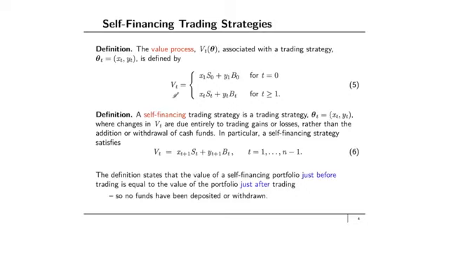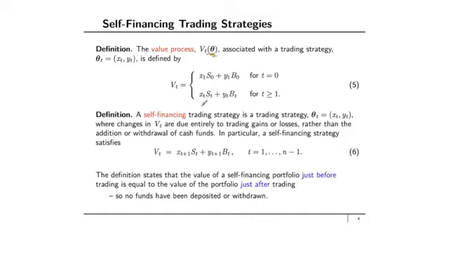Now I want to discuss the concept of self-financing, and in particular self-financing trading strategies. Before we do that, we just need to define what we mean by the value process V_t of theta that is associated with the trading strategy theta_t equals (x_t, y_t). We define V_t to be equal to x_t S_t plus y_t B_t for t greater than or equal to 1. And of course this is just the value of the portfolio at time t. x_t is the number of units of the stock that we hold, so x_t S_t is our stock position, and y_t B_t is the value of our cash account position. So this is the total value of the portfolio.